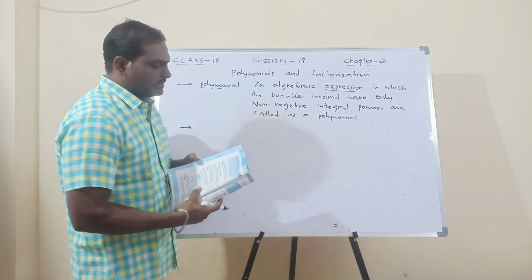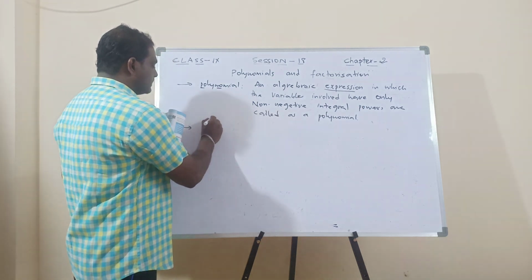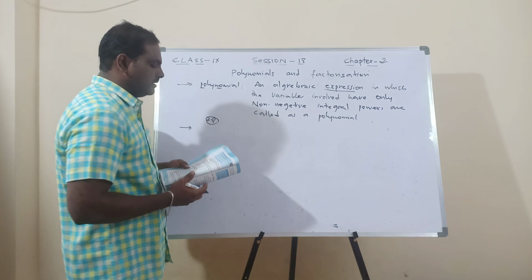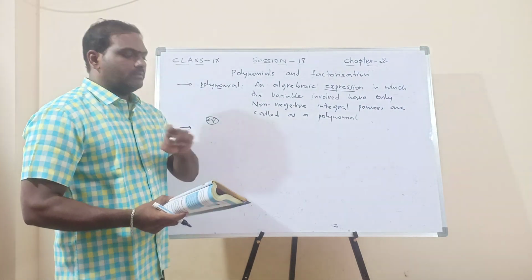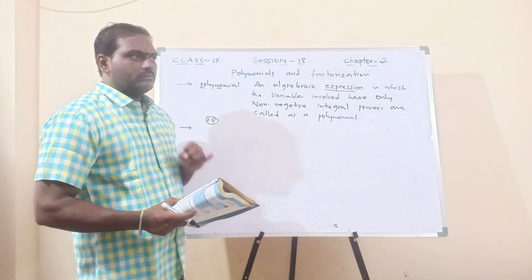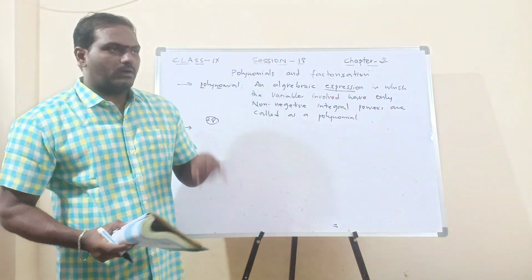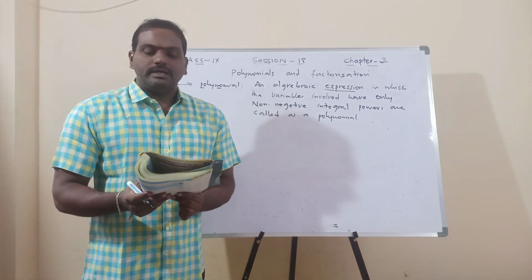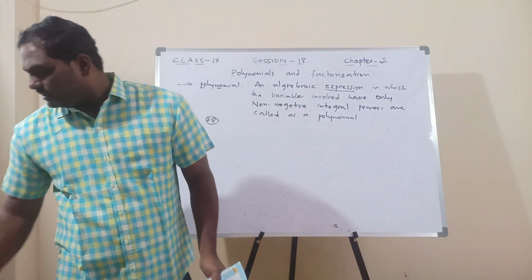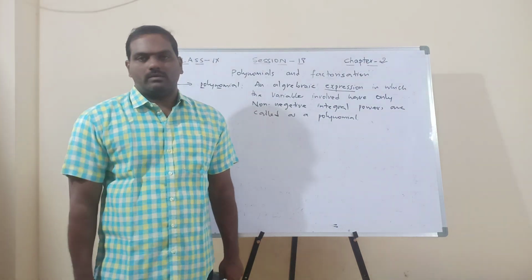Page number 28, think and discuss. I am explaining the first one. Which of the following expressions are polynomials, which are not? Give reasons. So first of all, we have to check whether it is a polynomial or not. And second, if it is, it's okay. If it is not a polynomial, we have to know why it is not a polynomial.